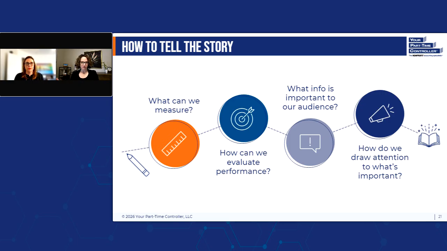So based on all of this, you might be thinking, well, that would mean that I have to prepare a different package for the board each meeting if I have a different story that I'm trying to tell. Yep, that's exactly what we're saying. You might not be preparing the exact same package at every board meeting. Parts of it might vary, depending on what you need to tell.